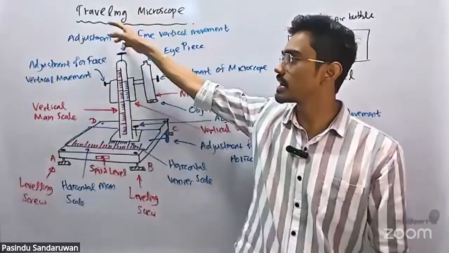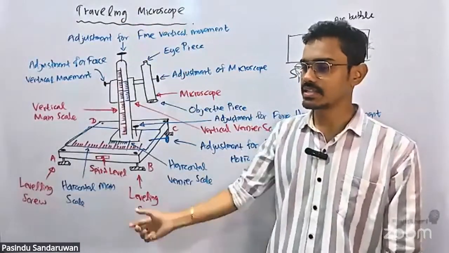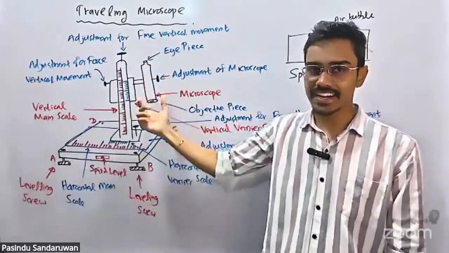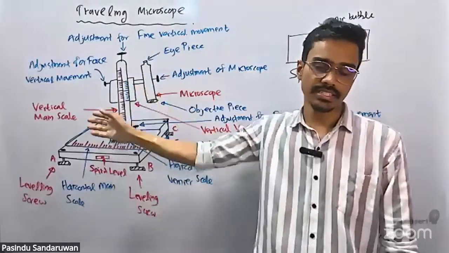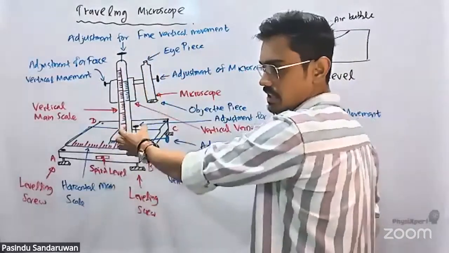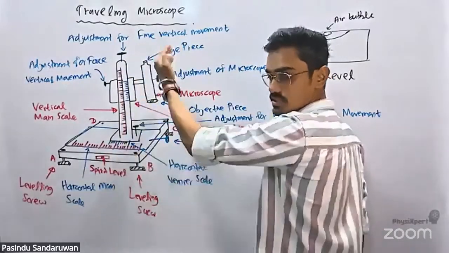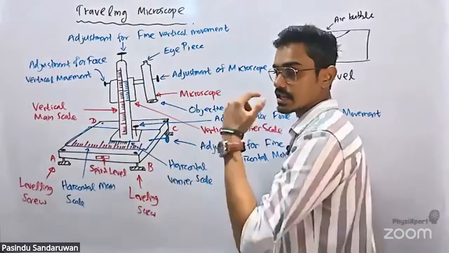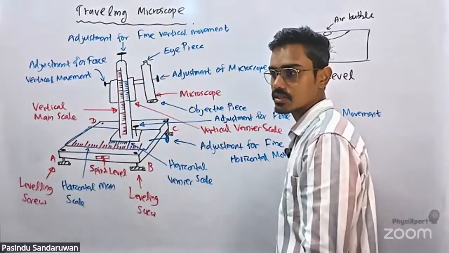You can clearly see why this is called a traveling microscope. It has a microscope here, and it can be moved vertically and horizontally. This microscope part can be moved vertically, and this entire pillar, this post part, can be moved horizontally. Since it can be moved vertically and horizontally, that is called a traveling microscope.